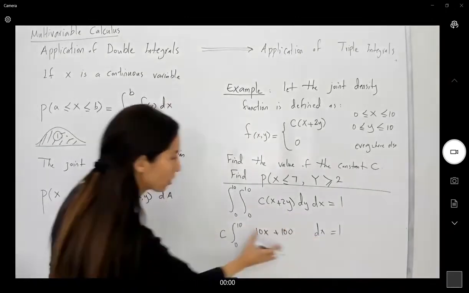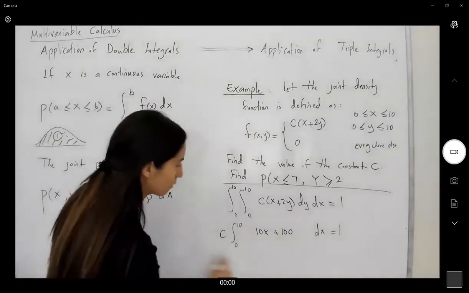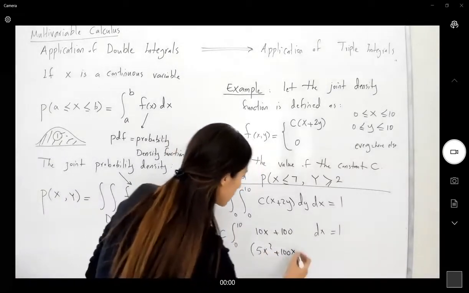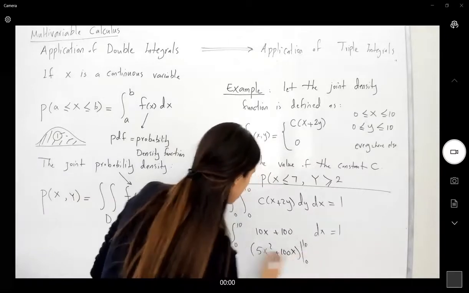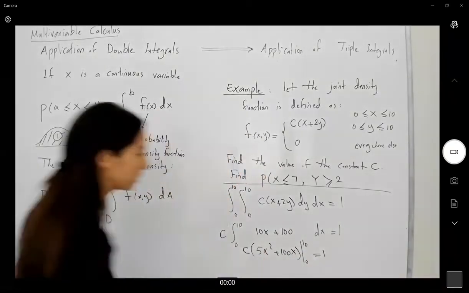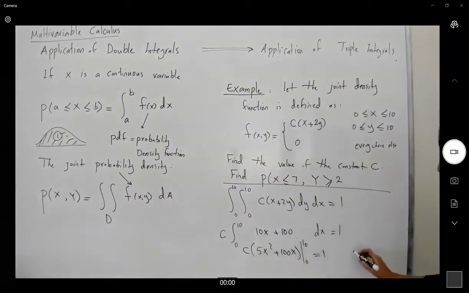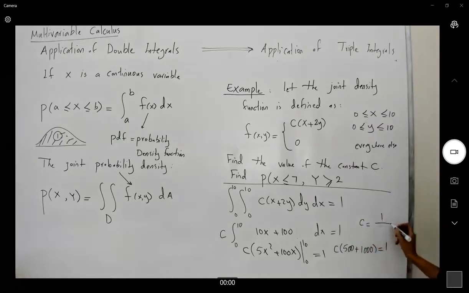Now I take this integral with respect to x. So I have 5x squared plus 100x, where x ranges between 0 to 10, and I have c outside the integral, equal to 1. So it's 5 times 100, so 500 plus 1,000, times c, is equal to 1. So my c is 1 divided by 1,500. This is my c.